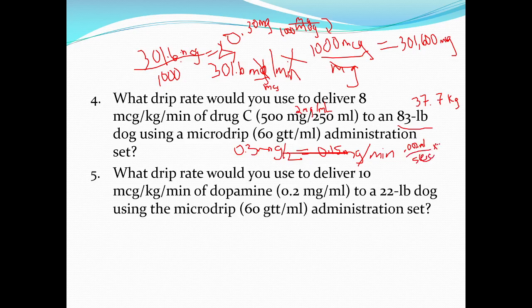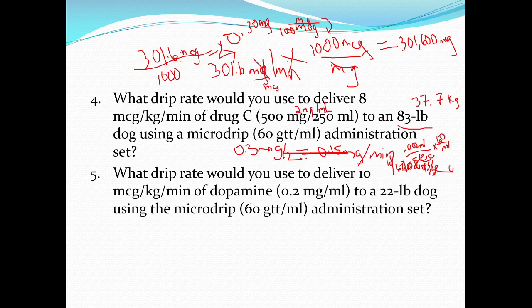And then how many drops? 60. We're going to multiply 0.002 times 60. And we're going to come back with 0.15 drops per second, or take 1 divided by 0.15, and you get 1 drop every 6 to 7 seconds. Okay, so really slow rate of infusion for that guy.